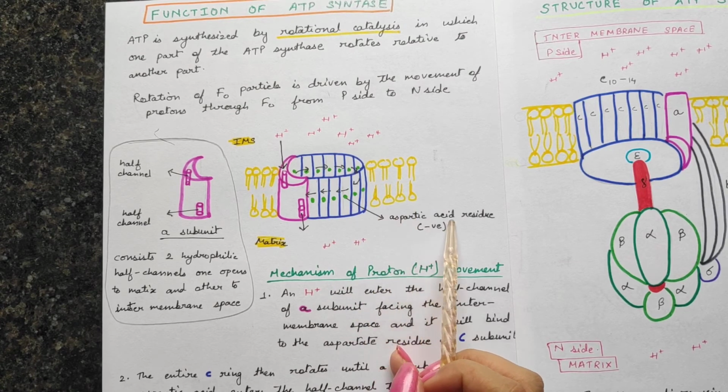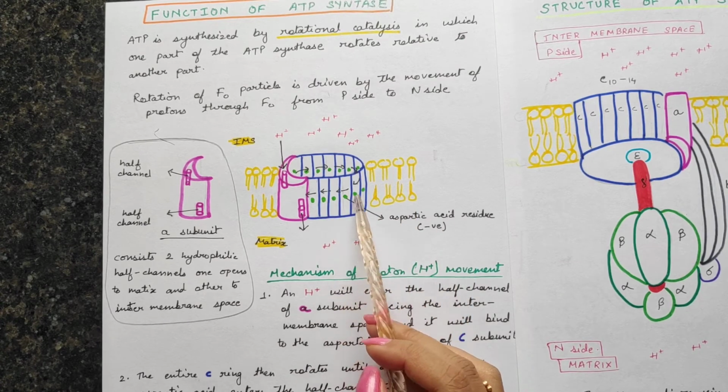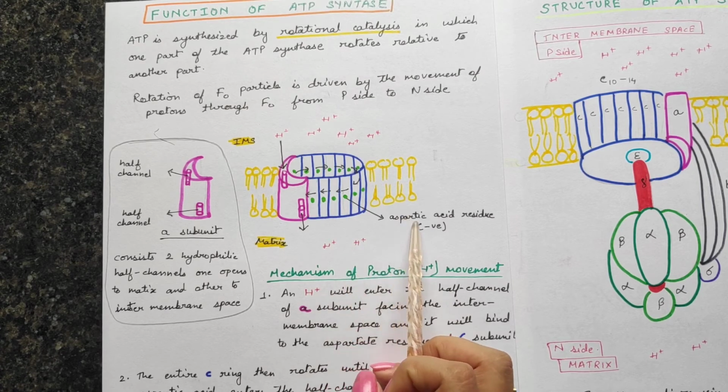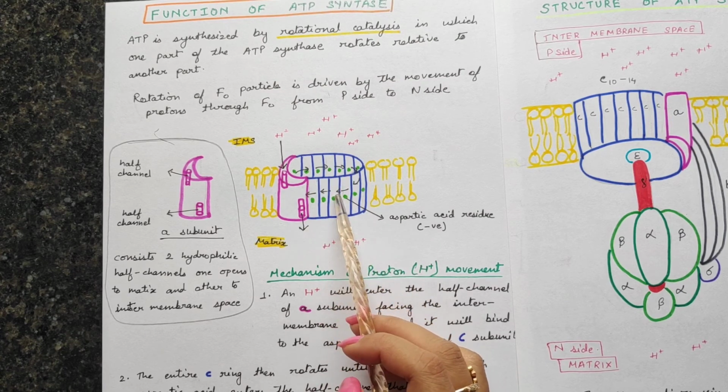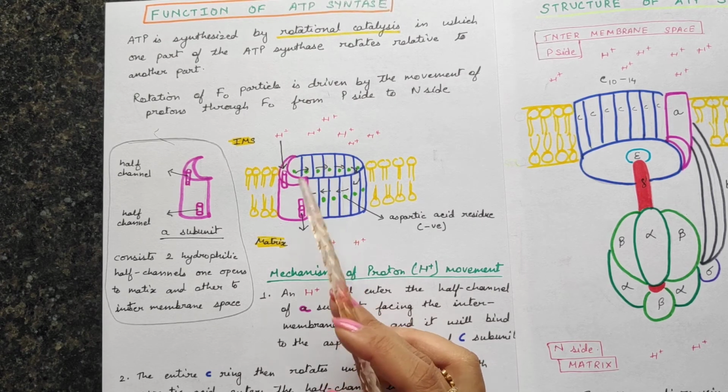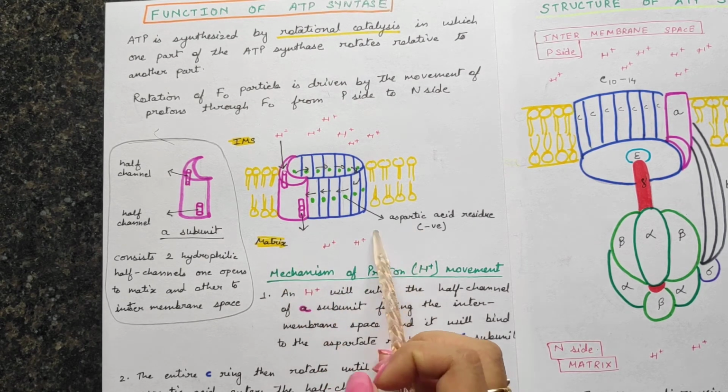Now in the green color I have shown this. This one is the aspartic acid residue. That means all the C rings have got an aspartic acid. Aspartic acid is a negatively charged molecule. So they easily attract the hydrogen ion or the protons, because protons are positively charged. So there will be attraction between them.